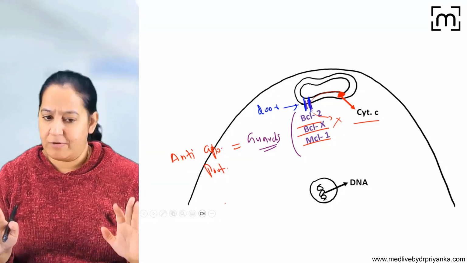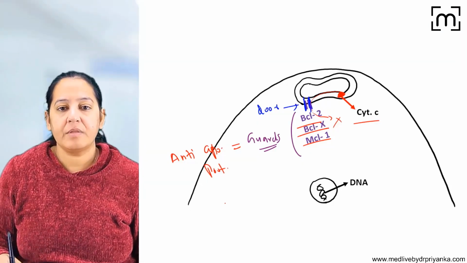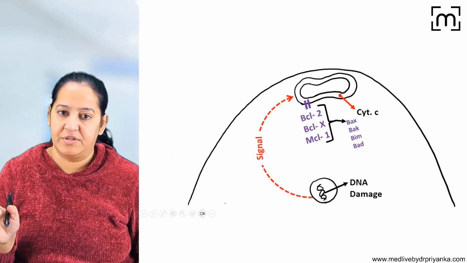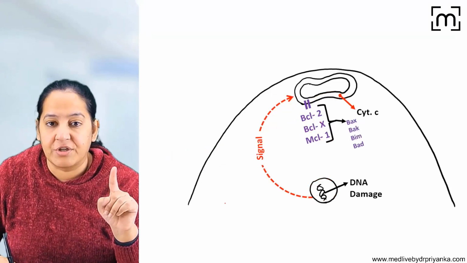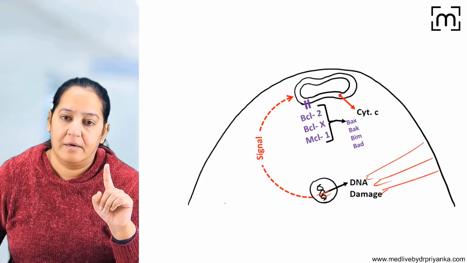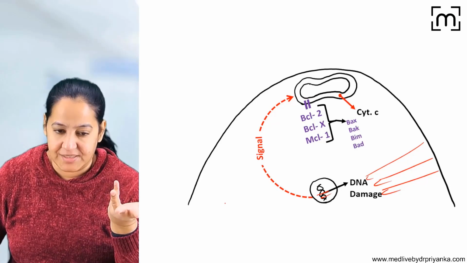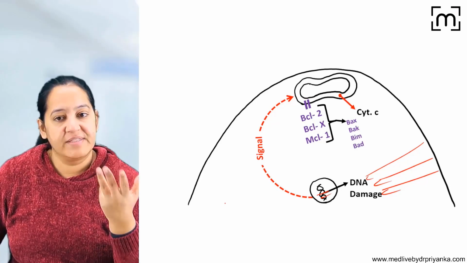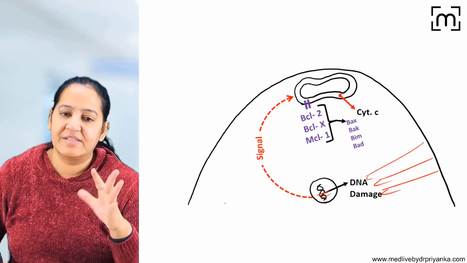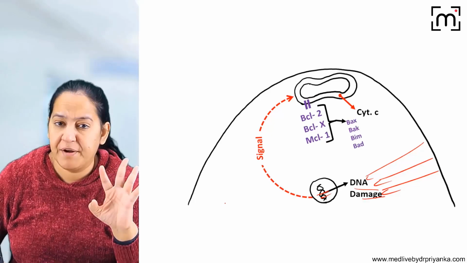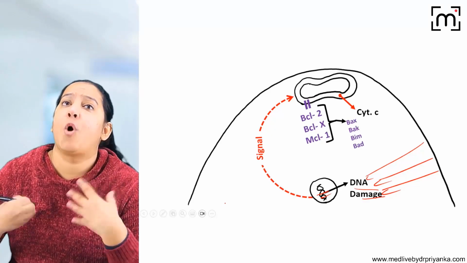Till now, everything was normal. Now, the DNA of the cell gets damaged due to some external influences, some external agents, some external carcinogens. So physical, chemical, biological, different agents are causing the damage to the nucleus. It cannot be repaired. It's too much damage, beyond repair.